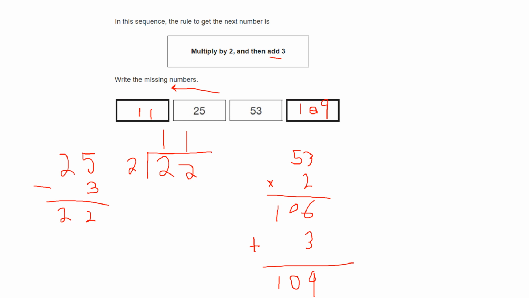Of course, if I had time at the end of my test, rather than sitting doing nothing, I could double check. So I could do 11 times 2, I know is 22. And 22 add 3 is 25.